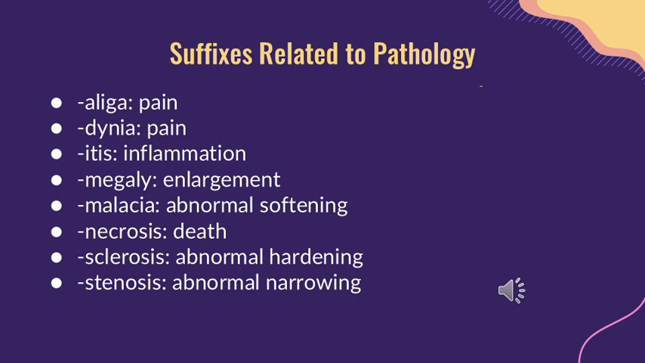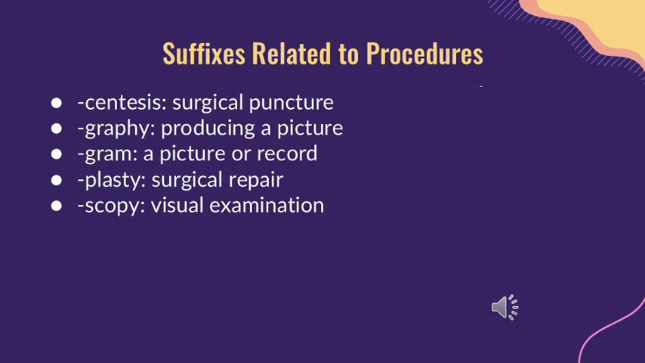Whoa, that's a lot to digest, but super helpful. Suddenly, words like tendinitis, tendon plus itis, inflamed tendon, snap into focus. Exactly. You're already a code breaker. Then we have suffixes related to procedures. These tell us what's being done to fix or figure things out, like surgery or tests. Precisely.